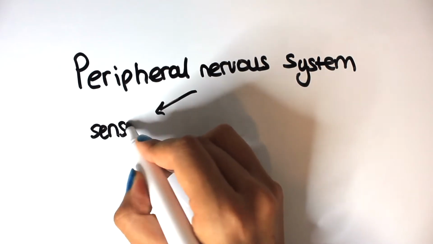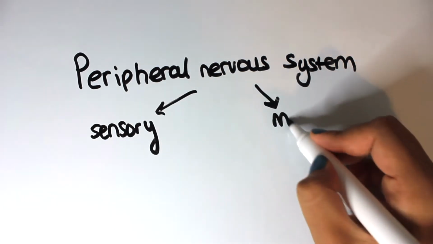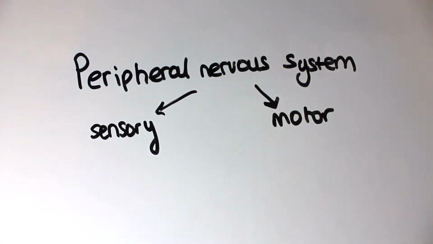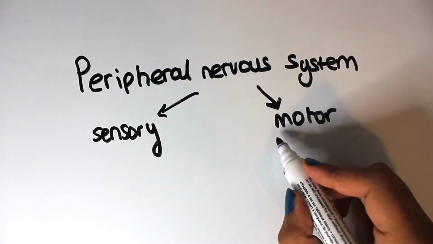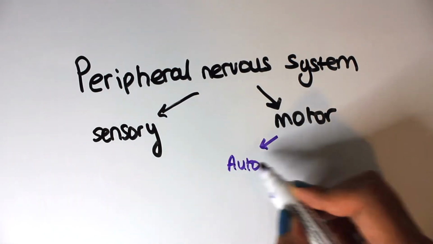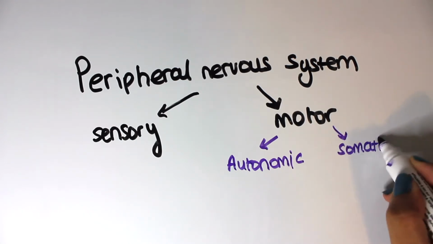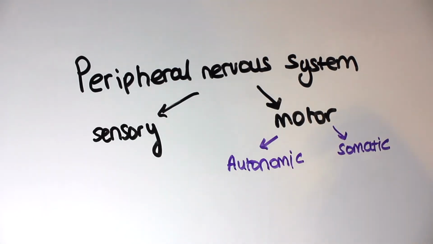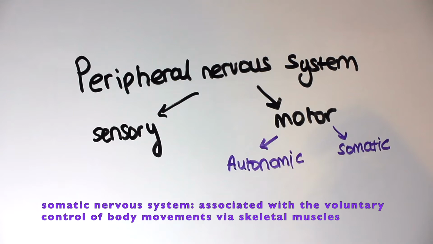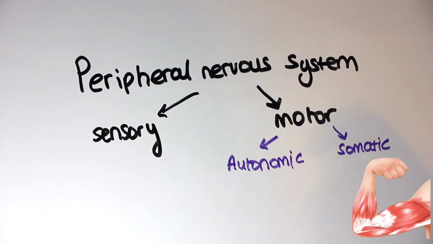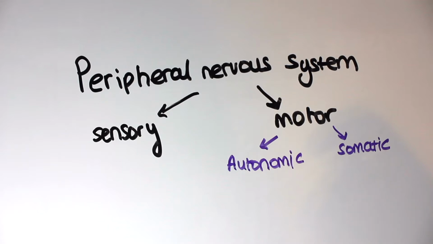So the peripheral nervous system can be further split into the sensory and motor system, and the motor system can be further split into the autonomic nervous system and the somatic nervous system. The somatic nervous system is the part of the peripheral nervous system associated with all the voluntary control of your body. And this is done via the contraction of your skeletal muscles. So for example, when you contract your biceps, then this is done through your somatic nervous system.